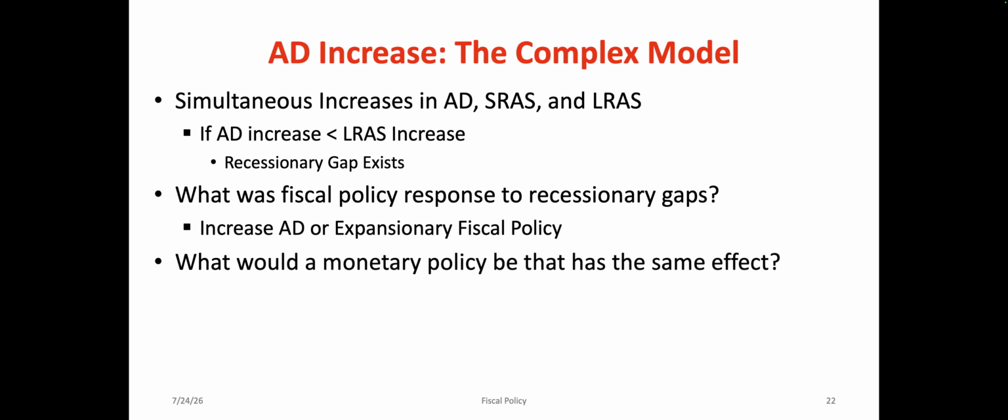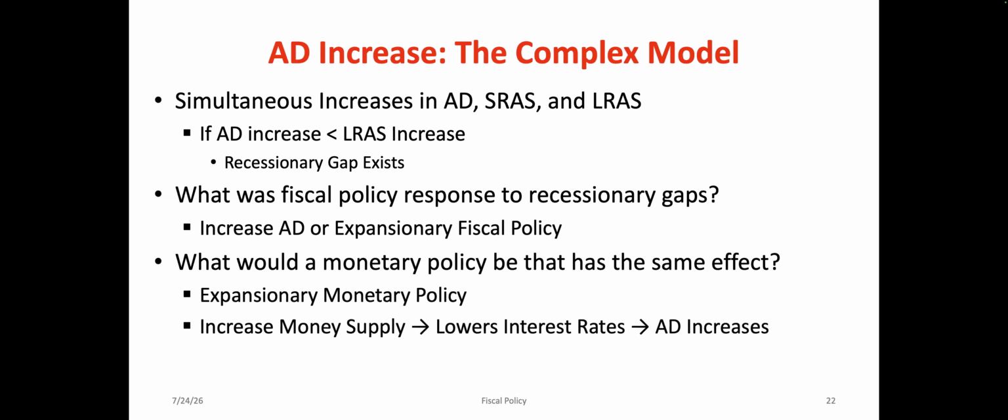If I'm thinking about monetary policy, what would have that same effect? How could I increase aggregate demand there? Well, we walked through the steps. We said we need to increase investment. We do that by decreasing interest rates, and how do I decrease interest rates? I increase the money supply. So different tools to get at the same outcome. We want to close these gaps. We can use either fiscal or monetary policy to engage in expansionary policy there.